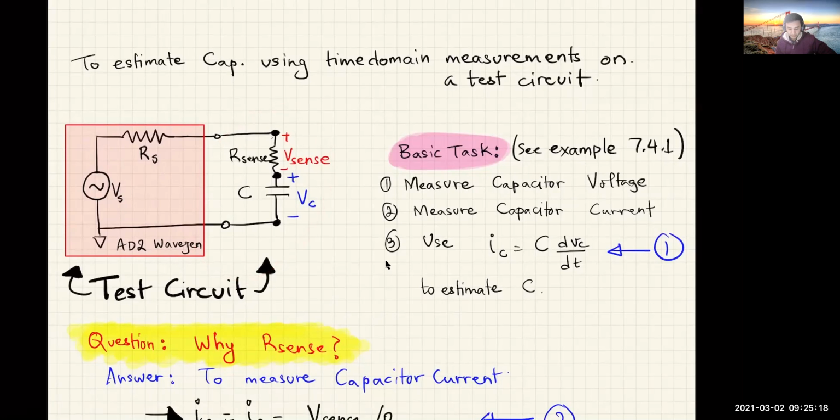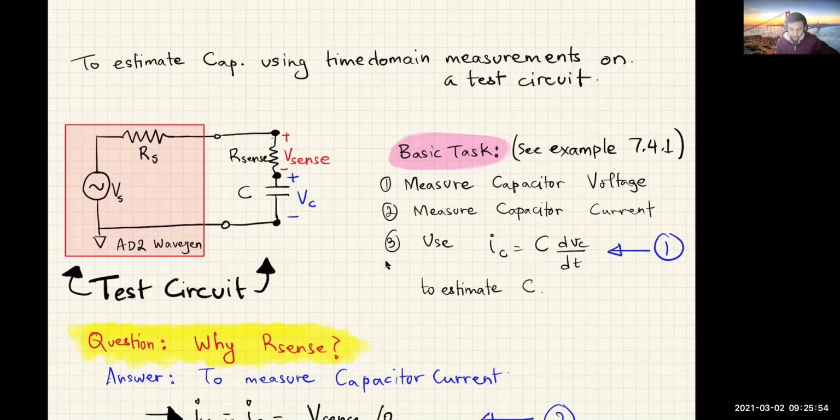And how are we going to make this measurement? There's a very good example in the lab manual, example 7.4.1, that goes through all of the details of making the measurements and calculating the values from the measurements. But the basic steps are: you measure the voltage across the capacitor, you measure the current through the capacitor, and then you use this current-voltage relation of the capacitor to get back the value of capacitance. So you measure this and you measure this, and you calculate back whatever is remaining.